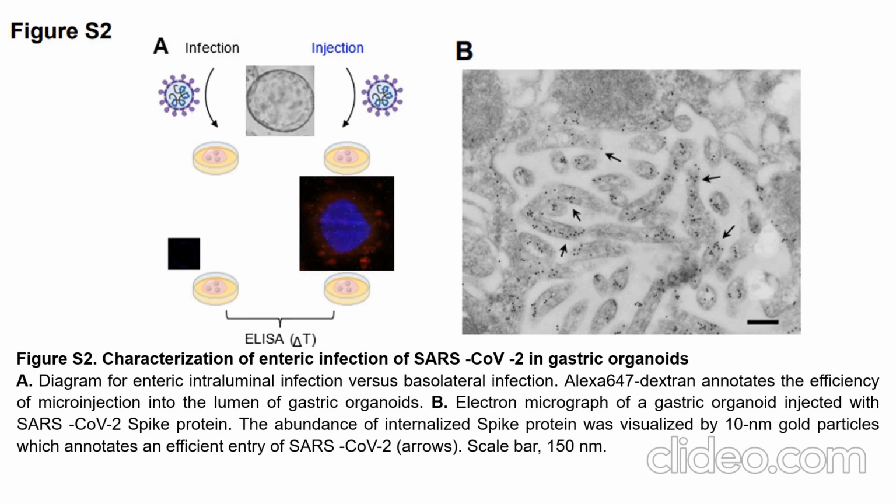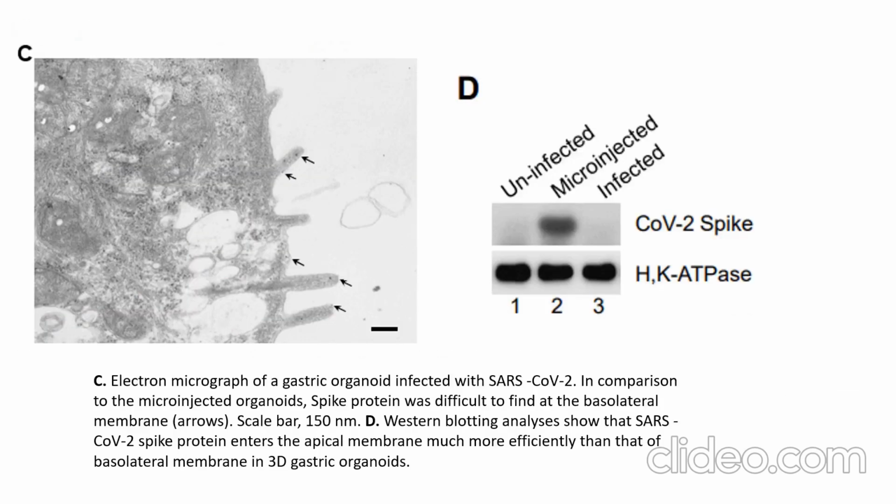Figure 2 is the close-up of the micrograph of internalized spike protein in the apical membrane. Note the abundance of spike protein as indicated by the arrow. Figure C is the close-up of a micrograph of internalized spike proteins. Note the lesser abundance of internalized spike protein in the basolateral membrane compared to the apical. And Figure D is the Western blot result indicating the expression of spike proteins obtained by microinjection in the apical membrane versus no expression in the basolateral membrane by infection.